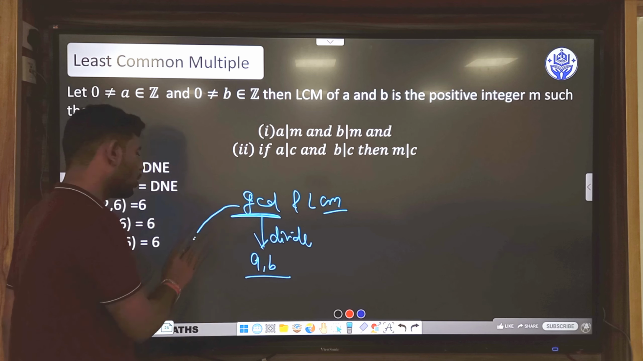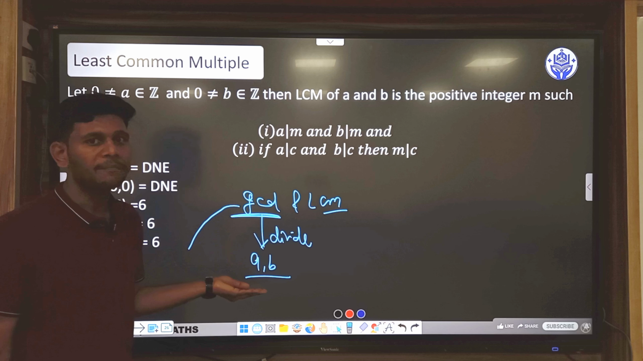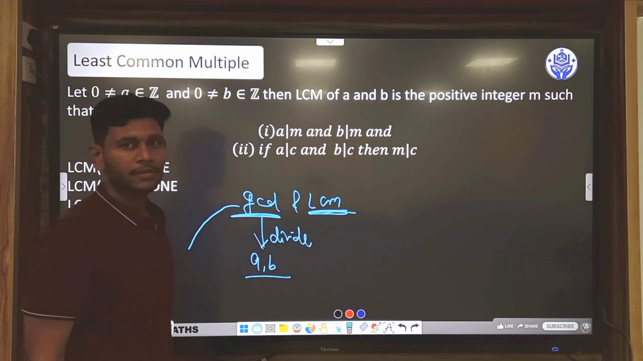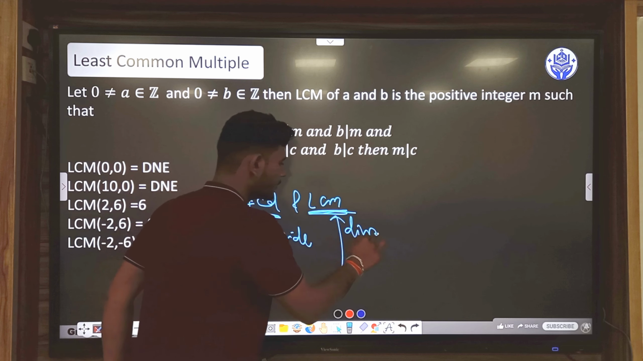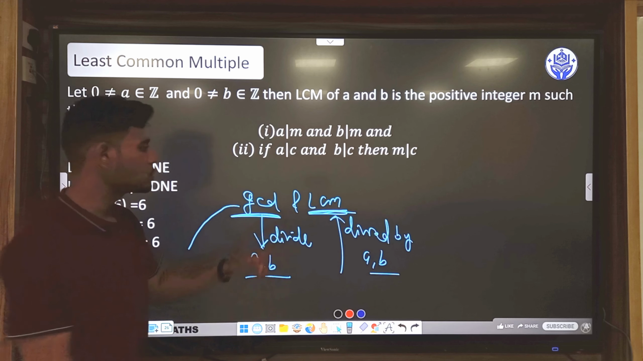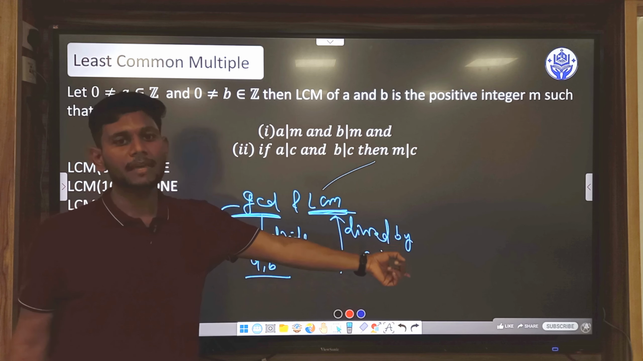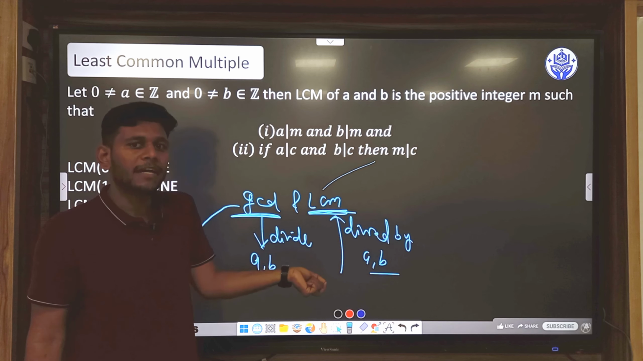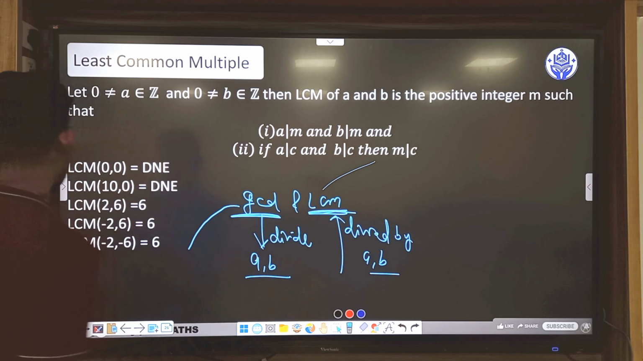There exist many numbers less than this which divide A and B commonly, but this is the highest. LCM is the number which is divisible by A and B, and it is the least such number. There are many numbers greater than this which are divisible by both A and B, but this is the least, the starting number divisible by A and B. This is the difference between GCD and LCM.